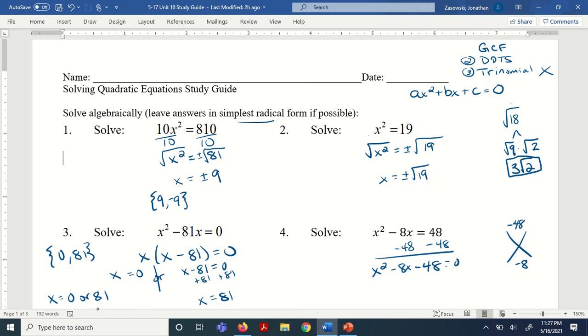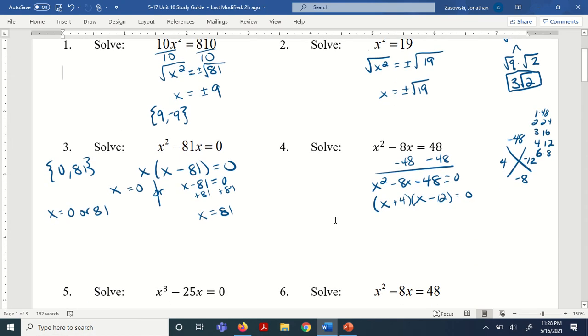Now 48 has a few factors, right? 1 and 48, 2 and 24, 3 and 16, 4 and 12. We have 6 and 8. So just be careful. 6 and 8 might seem to work, but I can't get negative 8 from 6 and 8. I can from 4 and 12, though. So 4 and negative 12 would work. And then I would get x plus 4 times x minus 12. Keep this equal to 0. And then we go ahead and solve.